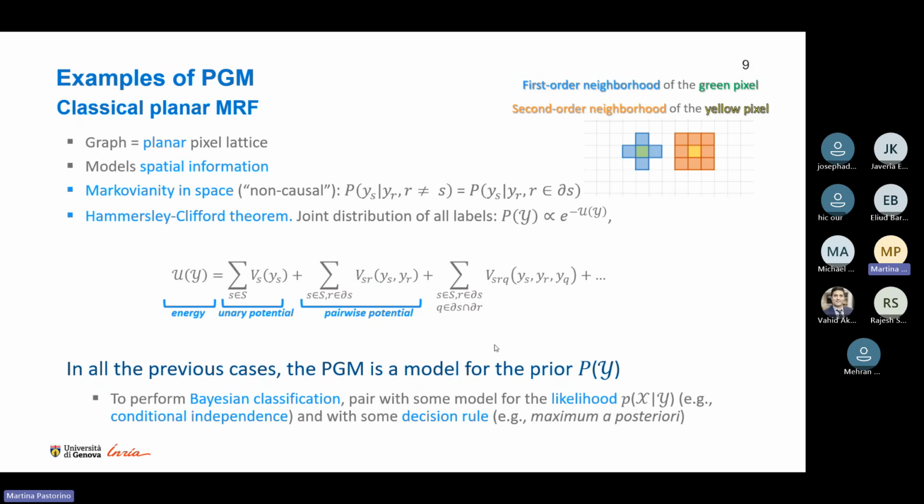So in all these cases, the PGM is the model for the prior probability, so the probability of having the class label. And then when we want to perform Bayesian classification, we pair this model with some likelihood, so the probability of having a certain observation given the class label, so the conditional independence, and then some decision rule, for example, maximum a posteriori, maximum likelihood, whatever we choose for our problem.